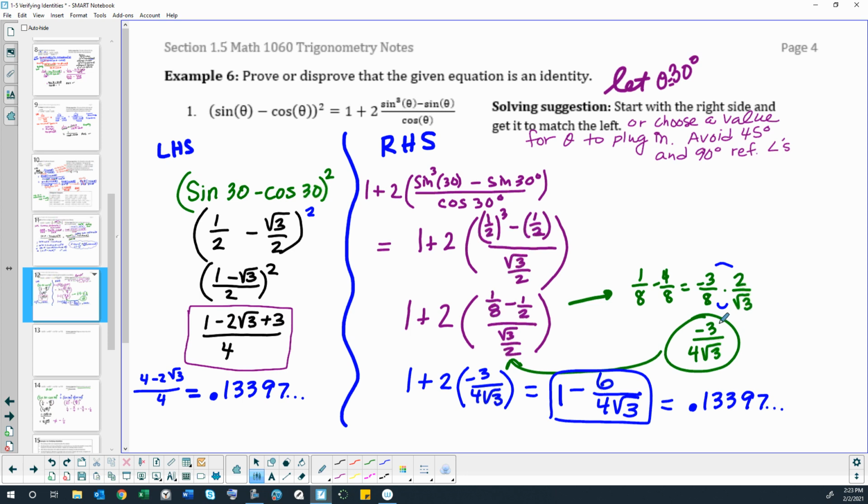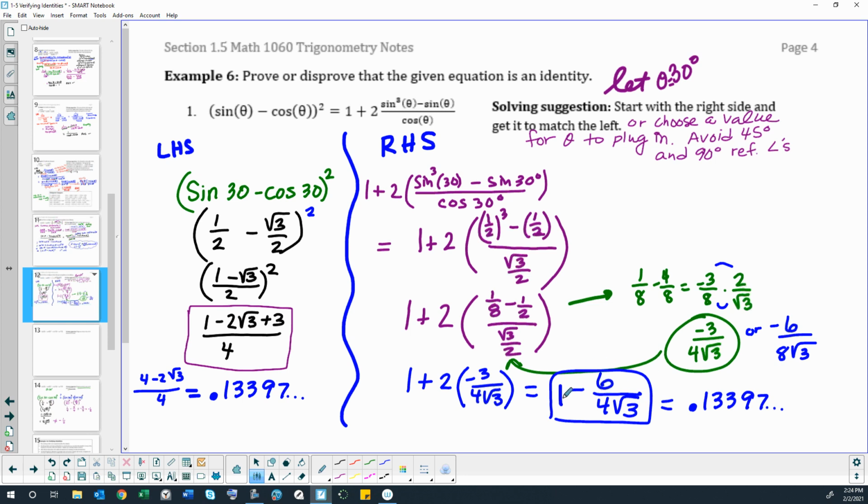It wouldn't have mattered if you reduced this or not. It would have been just fine to get the same decimal if we'd left it like this. I don't know if you can see how it reduced. Okay, so we have 1 plus 2 times this ugly fraction thing. And that means it's 1 minus, because 2 times -3 over 4 square root 3.